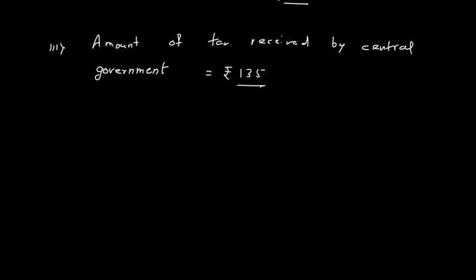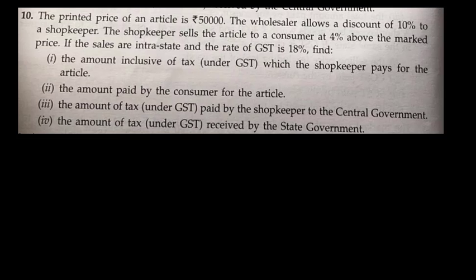Now here, 10th question. The printed price of the article is rupees 50,000. The wholesaler allows a discount of 10% to the shopkeeper. The shopkeeper sells the article to the consumer at 4% above the marked price. If the sales are intra-state and the rate of GST is 18%, find the amount inclusive of tax which the shopkeeper pays for the article.